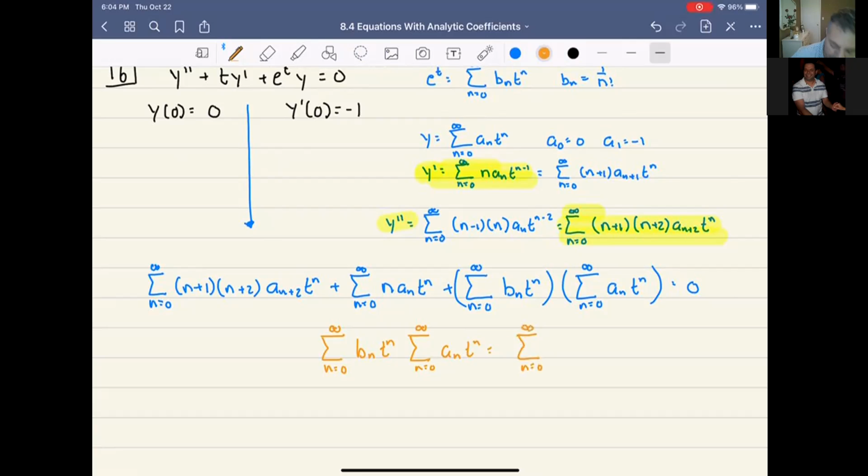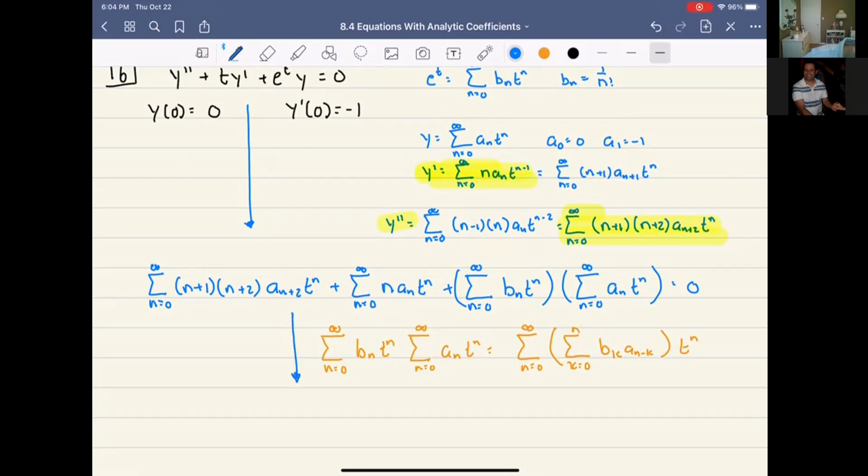So n goes from 0 to infinity, k goes from 0 to n, b sub k, a sub n minus k, t to the n. I could switch it around. It could be b sub n minus k, a sub k. Either way, that's going to still give me the same thing.